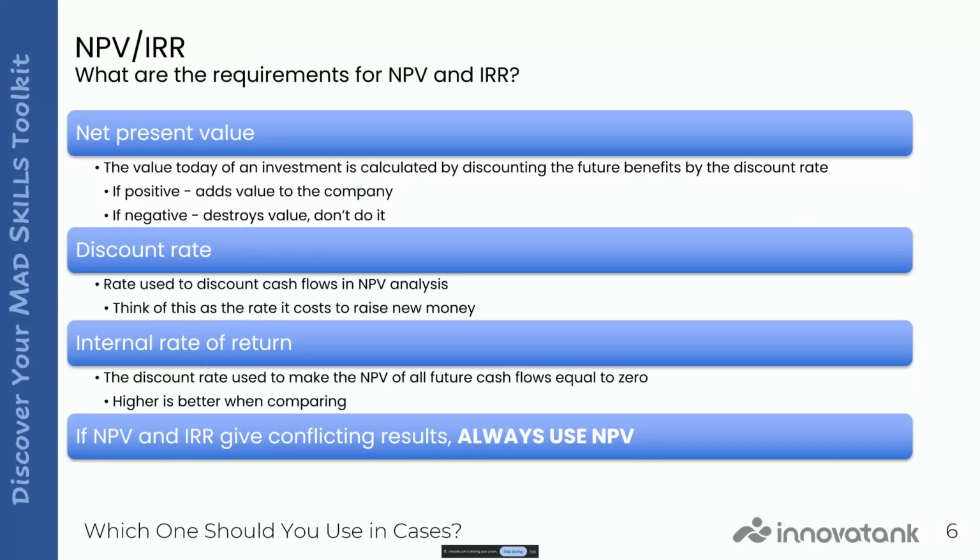Net present value discounts future cash flows back to today using a discount rate, the cost of raising the money. Positive NPV adds value, so you do it. Negative NPV destroys value, so you avoid it. Also, there's internal rate of return. It's the discount rate that makes NPV equal to zero. Higher IRR is generally better when you're comparing projects. Important rule: if NPV and IRR give conflicting results, always use NPV. It's the more reliable of the two measures.